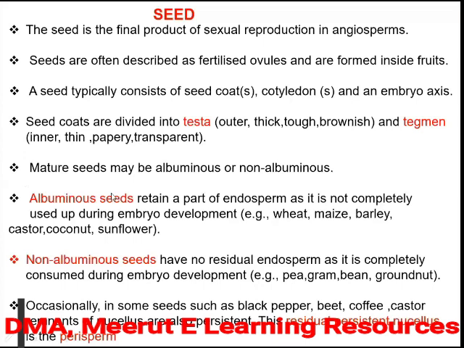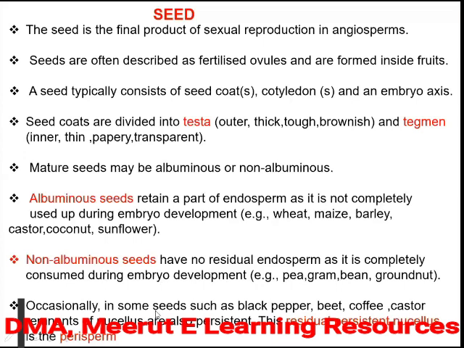Albuminous means that endosperm is left within the seed. It is not totally consumed by the developing embryo. And here you can see the examples: wheat, maize, barley, castor, coconut, sunflower. While in case of non-albuminous seed, the other name is non-endospermic seed or ex-albuminous. There you can't find any residual endosperm because it is completely consumed by the developing embryo. And you can see pea, gram, bean, groundnut. These are non-endospermic seeds or non-albuminous seeds.